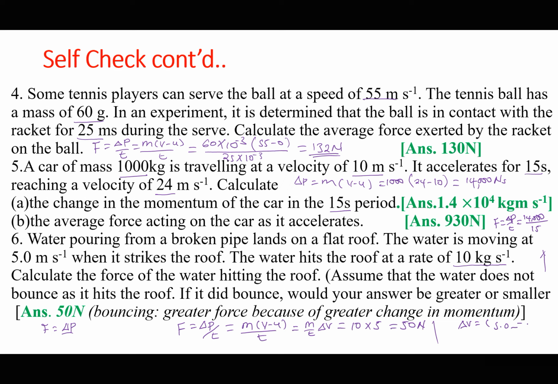If it bounces with a negative 2, the change in velocity is going to be 7. So I will say 10 times 7. That means the change in momentum is going to be greater. So bouncing gives a greater force because of a greater change in momentum. If it bounces, one of the velocities is going to be negative, and when you subtract the negative, it becomes a bigger value because this becomes plus. Therefore the force will be greater.